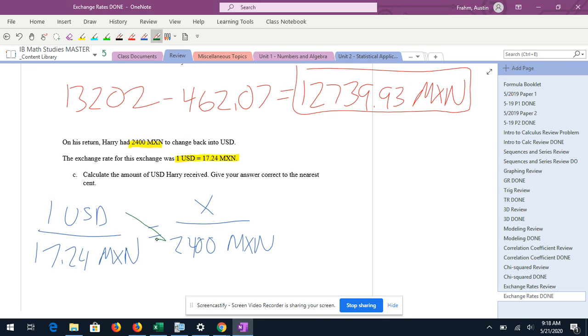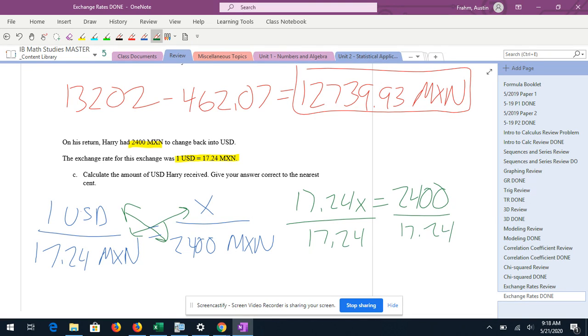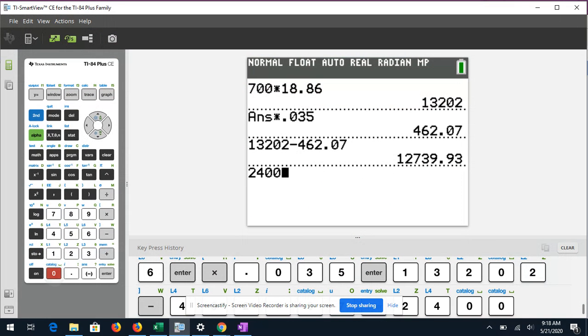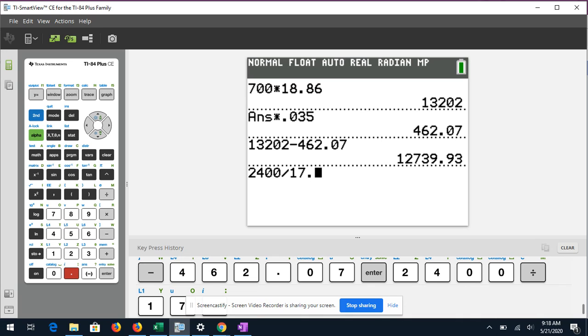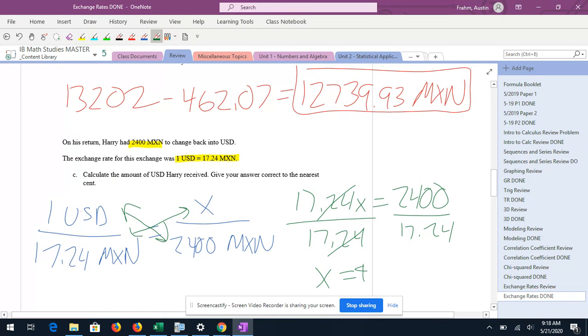Again, to solve the proportion, we cross multiply. So now we're going to get 17.24x equals 2,400. To get x by itself, we would divide both sides by 17.24. So 2,400 divided by 17.24. We're rounding to the nearest cent, so it would be $139.21. And that would be it.